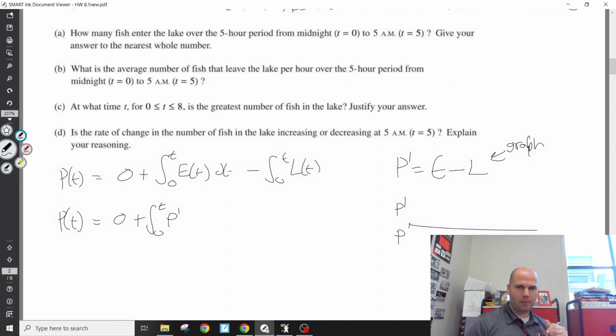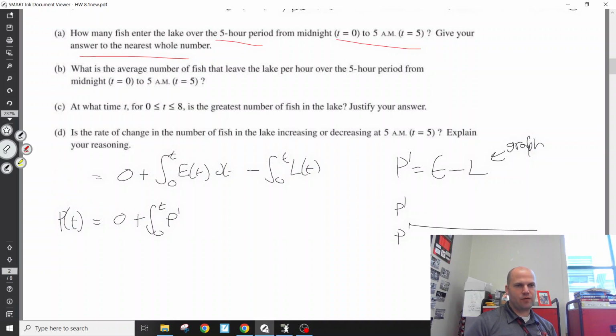P prime will tell me about P, area of P prime, displacement. How many fish enter the lake over a 5-hour period from midnight? Give the answer to the nearest whole number. Team, there's two things that happen in this. Some people get this right, some people get this wrong, because some people do more than they're expected, okay?